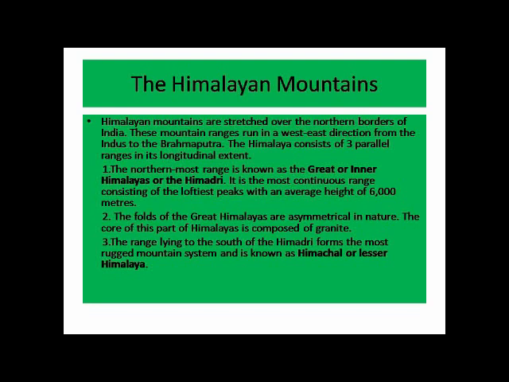Himalayan mountains are stretched over the northern borders of India. These mountain ranges run in the west-east direction from the Indus to Brahmaputra. The Himalaya consists of three parallel ranges in its longitudinal extent. The northernmost range is known as the Great or Inner Himalaya or the Himadri. It is the most continuous range consisting of the loftiest peaks with an average height of 6,000 meters.